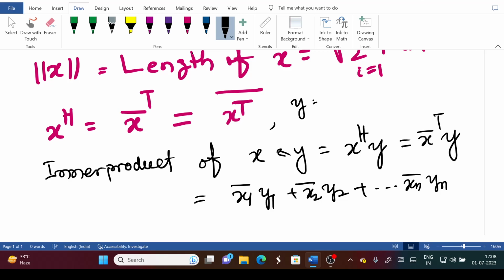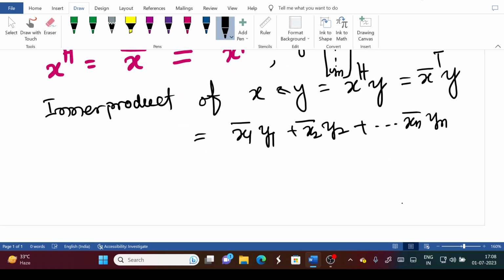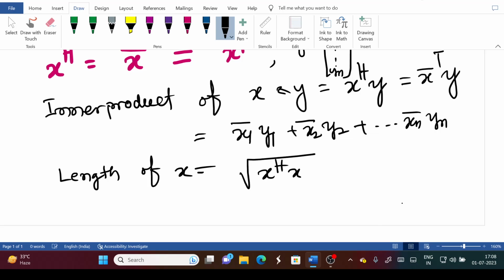So here what is our y? Y is nothing but a complex vector (y1, y2, up to yn). This is our vector y, and x we have already defined. So their inner product is considered like this. Now in terms of the inner product, what about length? Length of x is equal to the square root of xH x.